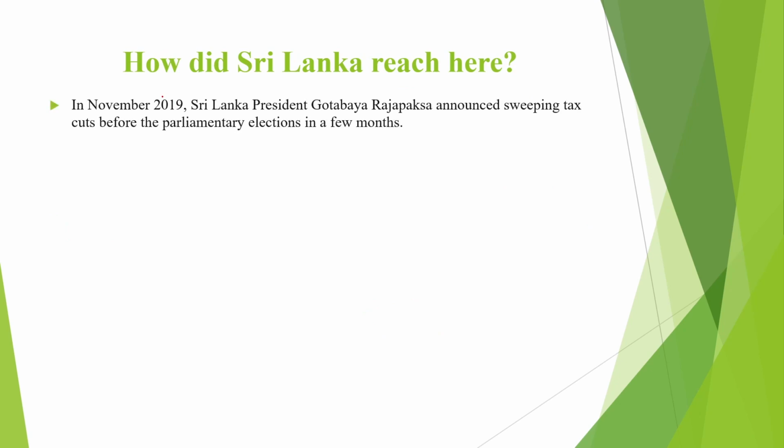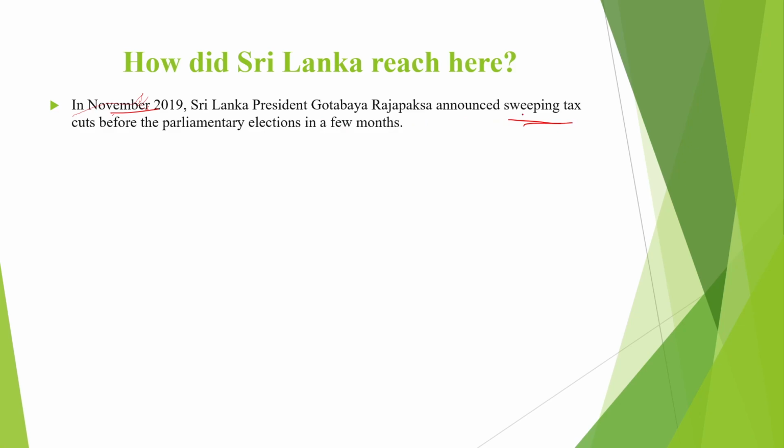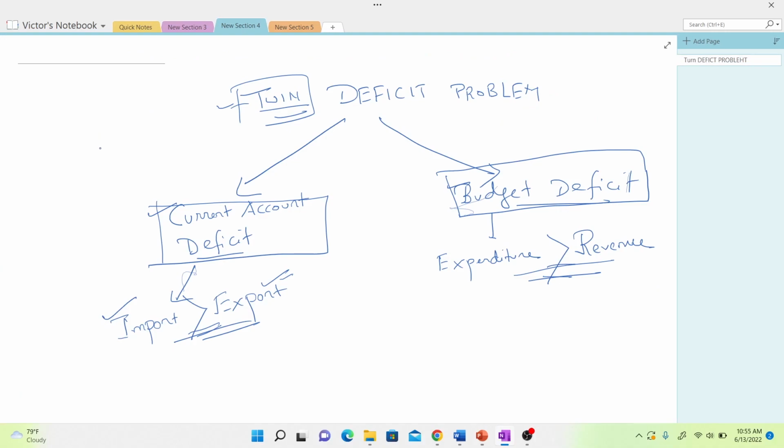First, in November 2019, this is the date, November 2019, Sri Lankan President Gotabaya Rajapaksa announced sweeping tax cuts before the parliamentary elections in a few months, and this is the starting of the problem, sweeping tax cuts that the Sri Lankan president had announced. Now, the question is, why were sweeping tax cuts a problem? Let's get back to the twin deficit problem, and you'll understand the entire scenario, the problem that Sri Lanka is facing, and the reason why Sri Lanka is facing this.